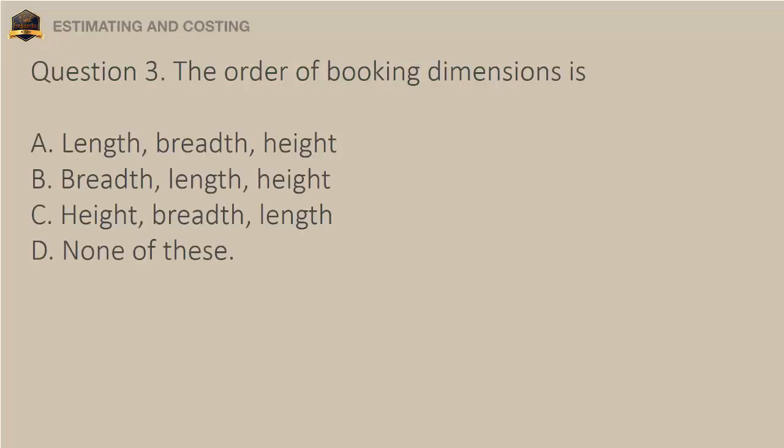Question 3. The order of booking dimensions is A. Length, breadth, height. B. Breadth, length, height. C. Height, breadth, length. D. None of these.